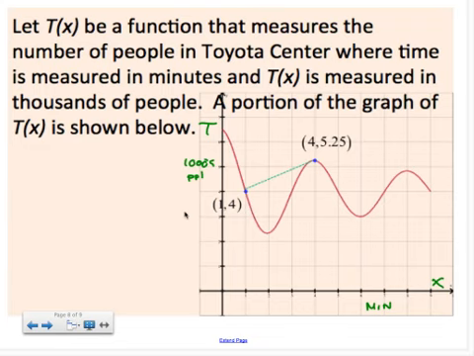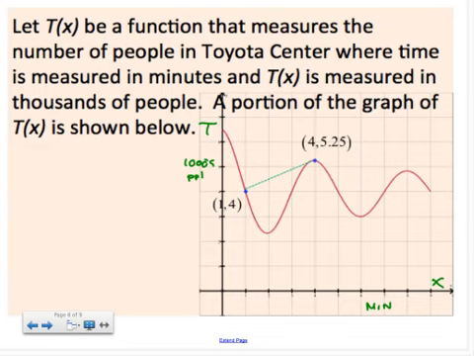I've shown a portion of the graph, and I have chosen 2 specific points here. So we've got (4, 5.25), which means at 4 minutes after, I guess, the game has started, there are 5.25 thousand people in Toyota Center, and at 1 minute after the start of the game, there are 4,000 people in Toyota Center. So I guess people are arriving late to the game. All right, so we have 2 points on the curve. I've connected them with a green line. Let's calculate the slope of that line.